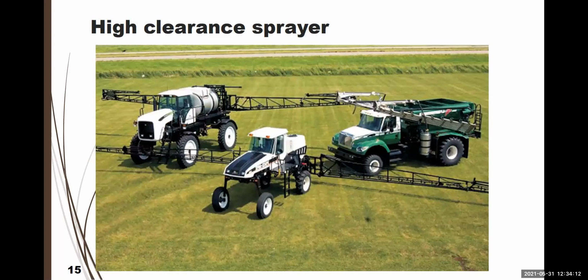Okay, this is a high clearance sprayer. Very rare to see in Malaysia, but abroad they use it a lot for corn planting. And then some of the applications are already integrated with a center pivot. Yeah, center pivot irrigation. Nak tengok center pivot?